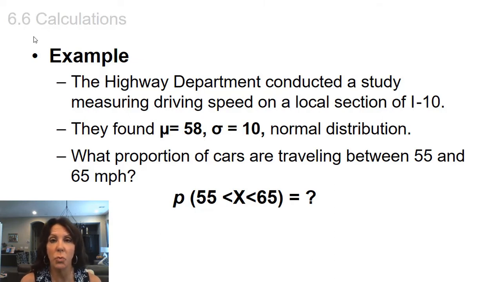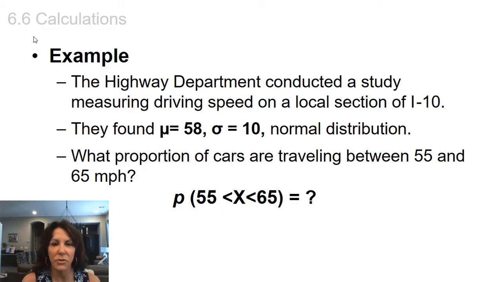So let's think, what information do we have? Well, we have two raw scores, so to speak. 55 and 65 are our raw scores. We're going to need to convert those into z-scores, and then we can use our unit normal table to find the probability of finding someone between 55 and 65 miles per hour.